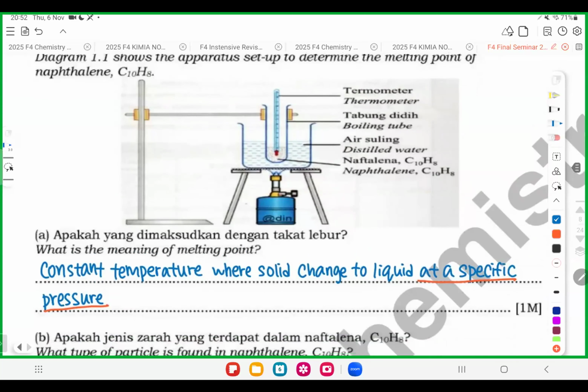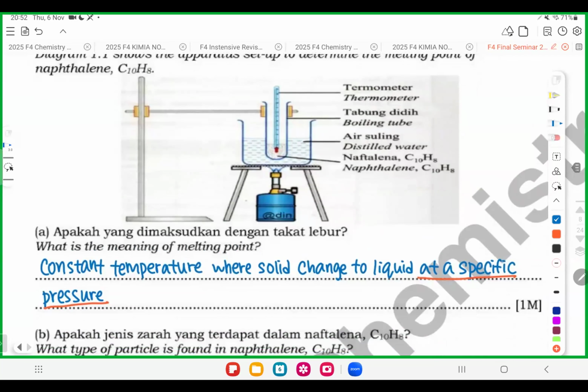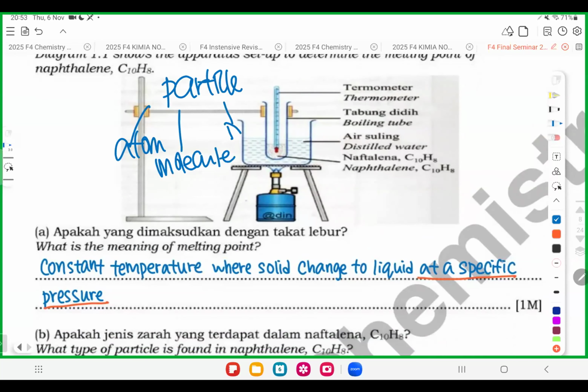Okay, what is the type of particle found in naphthalene? How many types of particle do we have? Three types of particle. When you see particle, it is all about atom, molecule, and ion. Particle must be atom, molecule, or ion. And you all must know the difference between atoms, molecules, and ions.